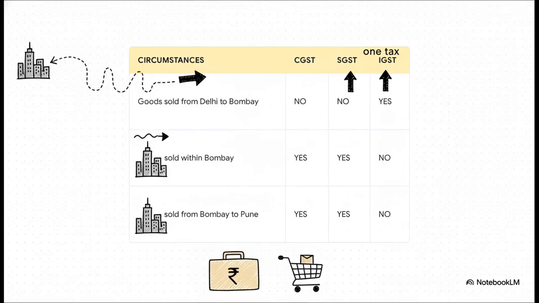So how does this whole one tax thing actually work in practice? Well, it all depends on where the sale is happening. As you can see right here in the table, if a sale happens within the borders of a single state, say from Mumbai to Pune in Maharashtra, the tax gets split into two. You've got central GST, or CGST, that goes to the central government, and state GST, SGST, that goes to the state. But if that sale crosses a state line, like from Delhi down to Mumbai, it's just one single tax, integrated GST, or IGST. This is a super important distinction you've got to know.